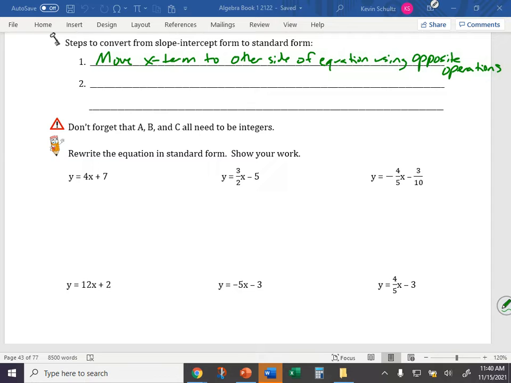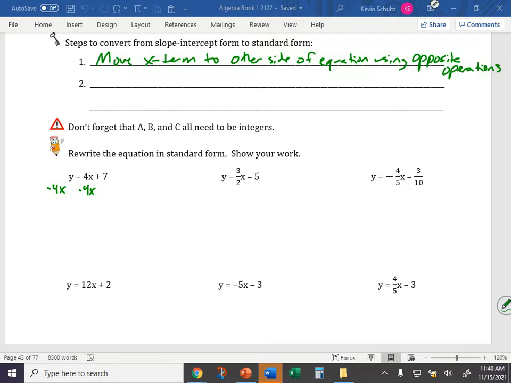Subtract, right? If we want to move this 4x over, and this goes right in line with PO7 where we have variables on both sides. If you want to move a variable term over to the other side, you do the opposite operations. We have positive 4x on the right, so we're going to subtract 4x from both sides and move it over.